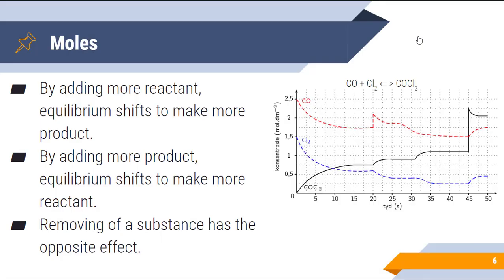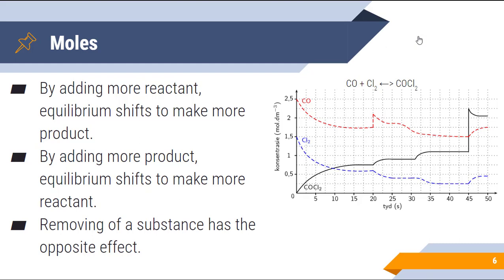The first one is moles. So by adding more reactant, equilibrium shifts to make more product. If you think about it, it kind of makes sense. When we're at equilibrium, our rates are equal. If I add more reactant, that takes equilibrium out of balance, and it would make sense that it would shift to the right. It's going to shift to produce more product. That way, it is balanced again.